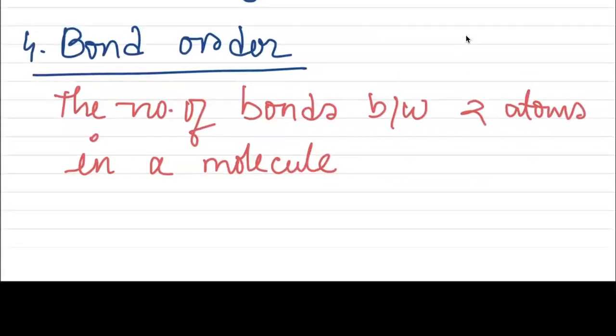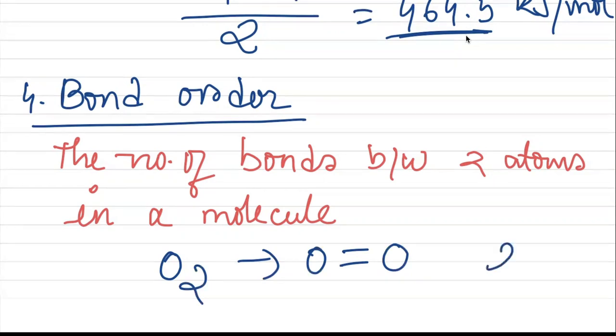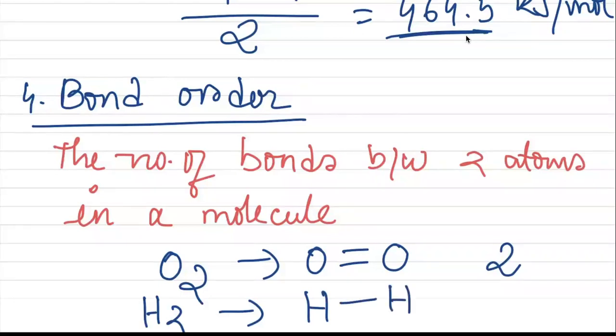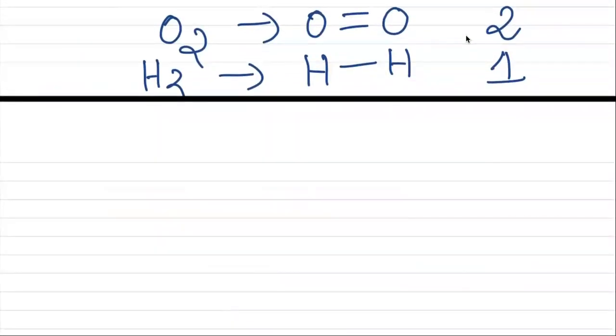Just like if I consider oxygen, 2 oxygen atoms are bonded by a double bond, so obviously its bond order will be 2. If we consider hydrogen gas, 2 hydrogen atoms are bonded with a single bond, so obviously here bond order will be 1. Okay, clear?